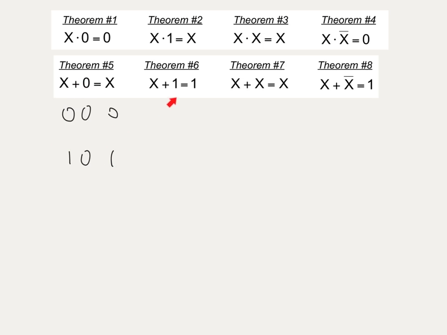Moving on to theorem 6 here, anything ORed with a 1 is a 1. Well, that's kind of the cool thing about an OR gate, is that if either or both of the inputs are a 1, so if I've got 0, 1, or I've got 1, 0, or I've got 1, 1, in all of those cases, the output is a 1. So here we're talking about this case, and we're talking about this case. Anything ORed with a 1 is a 1.